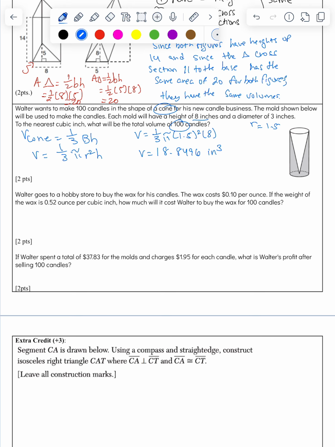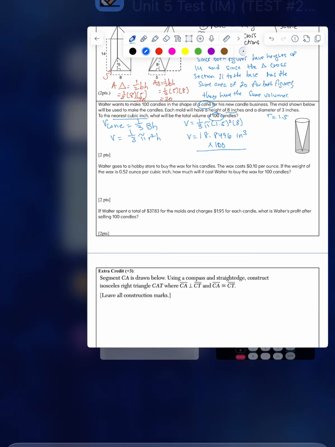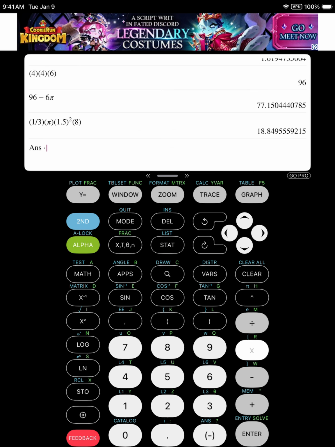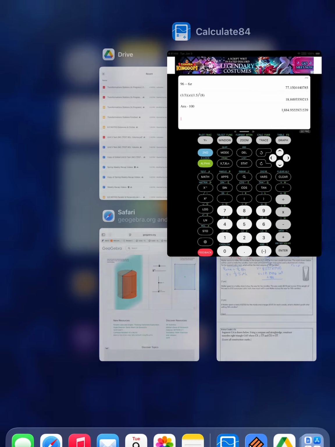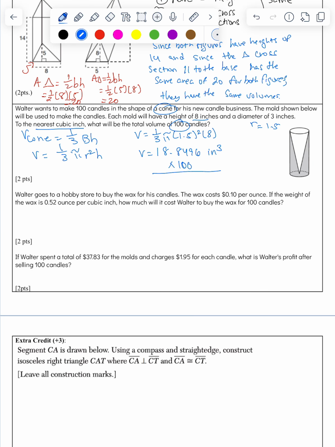And we want for 100 candles, so I'm going to multiply by 100. And then I can round according to the question in this part, which says to the nearest cubic inch. That means the nearest whole number. So to the nearest whole number, that would be 1,885. That would be the total volume of 100 candles.